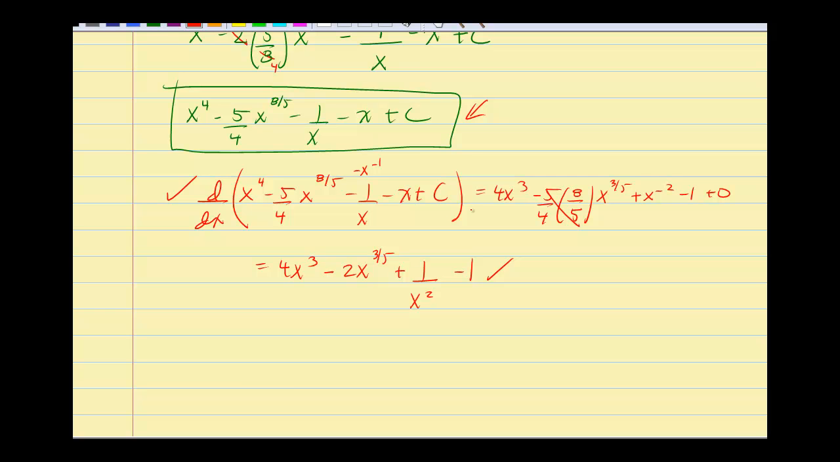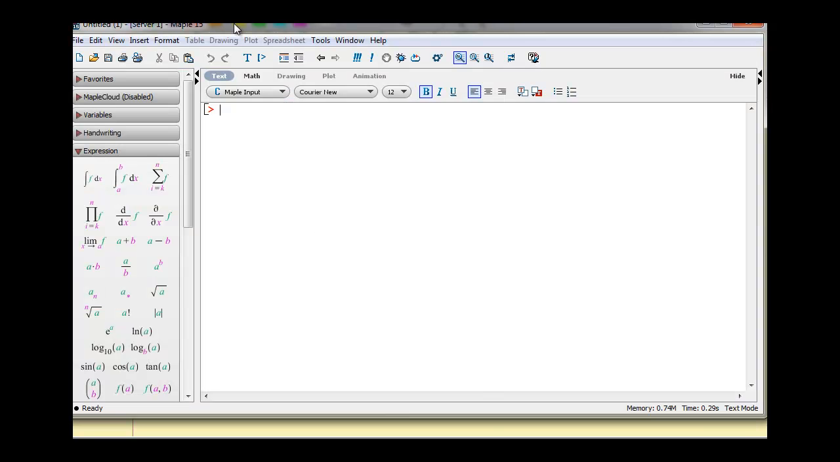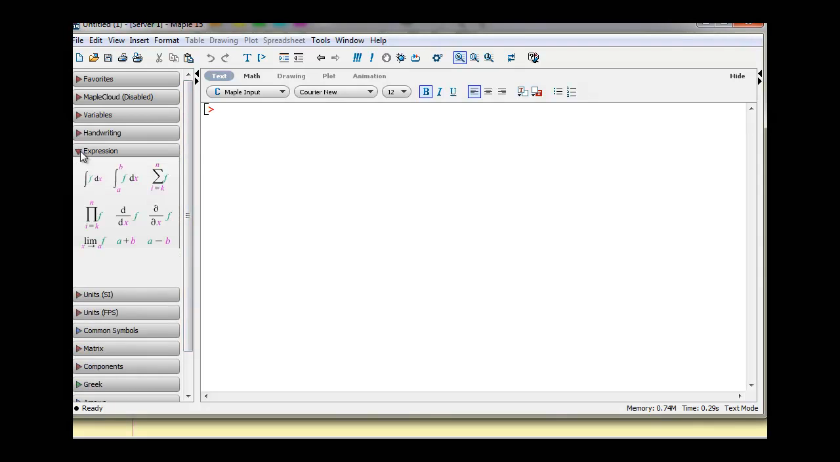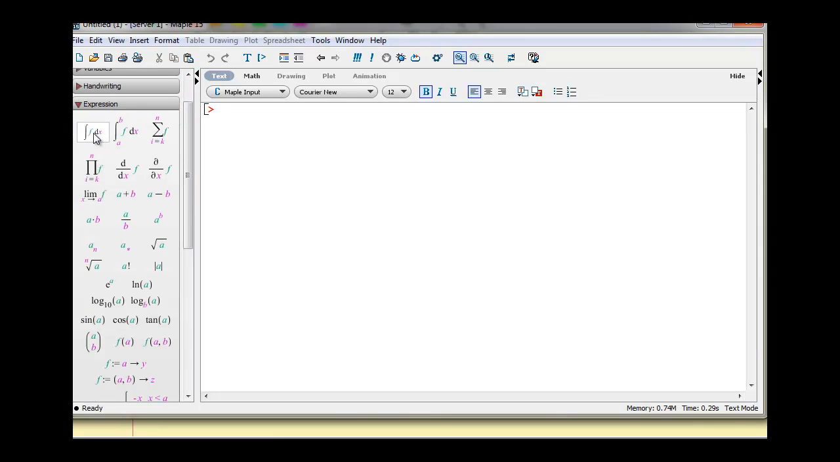Okay, let's go ahead and look at Maple and see how we can integrate or find antiderivatives in Maple. First of all, under your expressions tab here on the left, there's an integral sign. And right now we have indefinite integrals, so this is the one we would choose. We'll use this one a little bit later for definite integrals, but for now we could choose this one. Or as you can see over here, you can type in the int as an integral command.